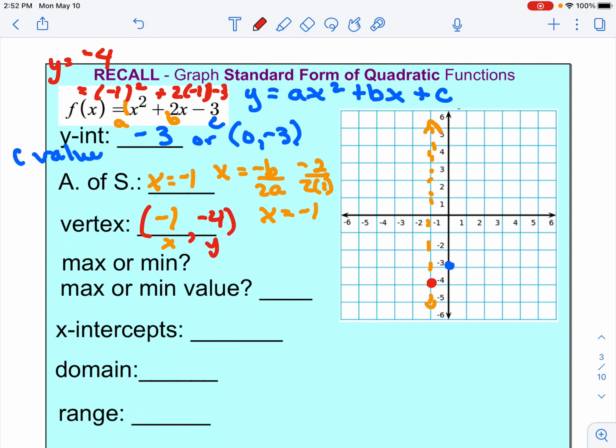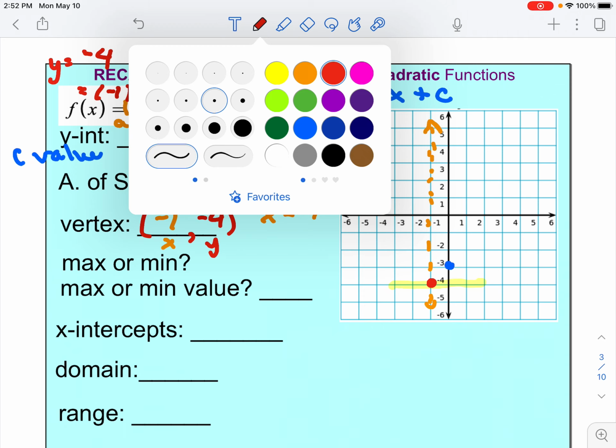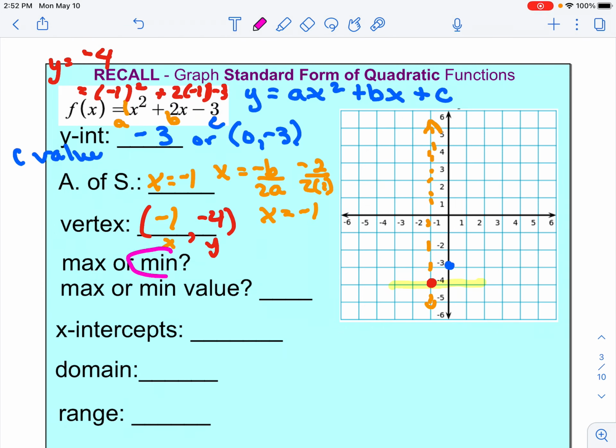Okay, so is that a minimum or maximum value, and what is it? Well, my values are never going to go below this point. So that is actually a minimum value. So it is a minimum, and what is that minimum value that they never go below? And that would be -4.